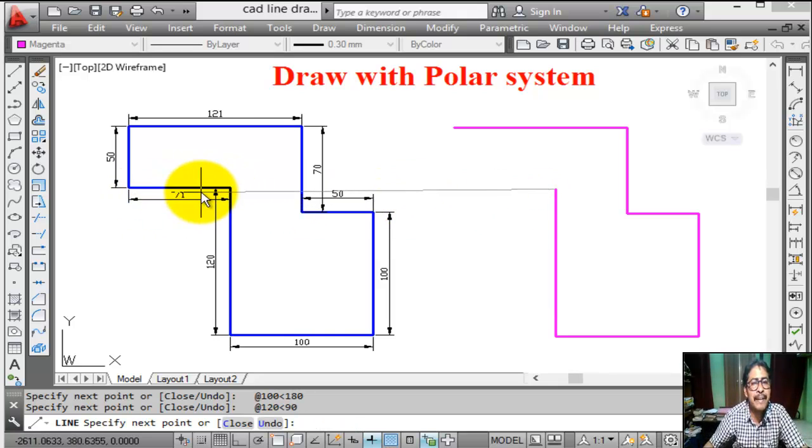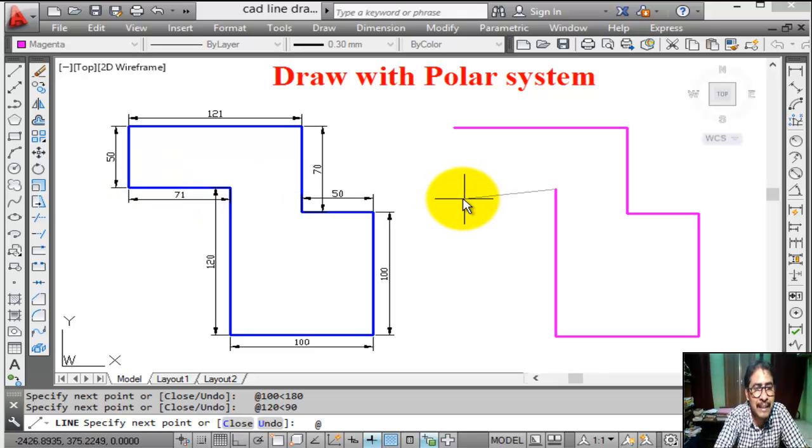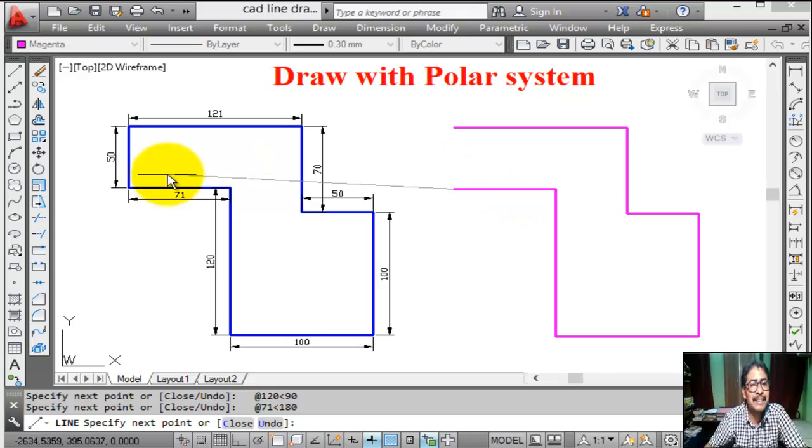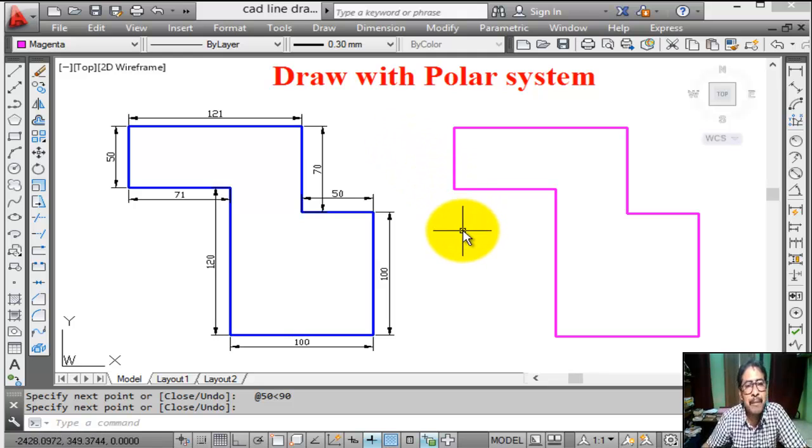Next this is 71, next point at the rate of 71 angle 180, enter. Next this is 50 at the rate of 50 angle 90, enter. Next specify next point, press enter. Okay, it is clear my student.